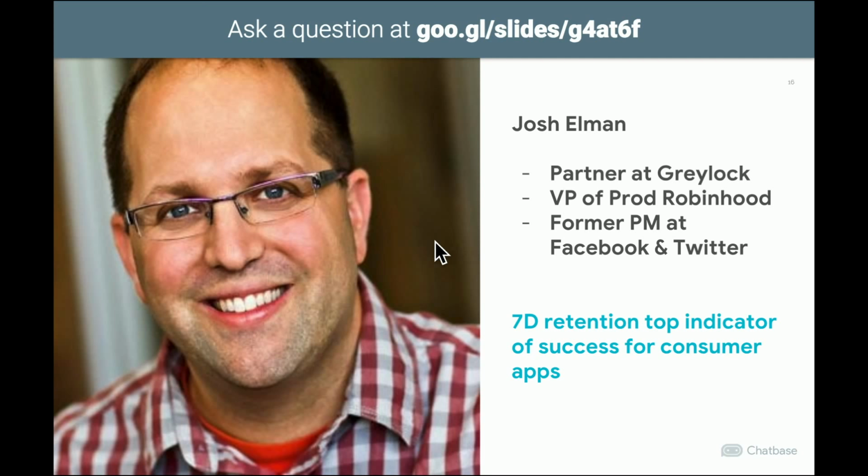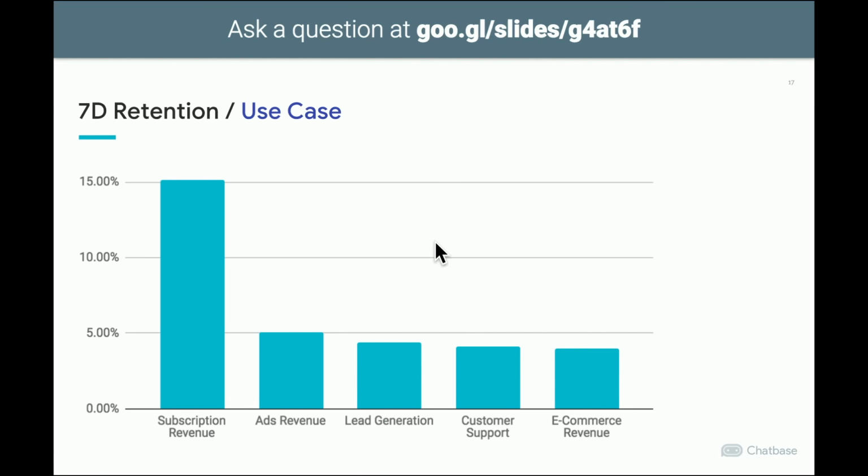He's been a PM at Facebook and Twitter in the early days and helped them grow. Now, what Josh Elman has shared with me in the past is that when picking startups to invest in, especially for consumer apps, he looks at 7-day retention. Like, did people come back after a week? Did they come back to use the app? Now, I think we can use the same kind of benchmark when it comes to bots. Are people coming back and using them after a week?